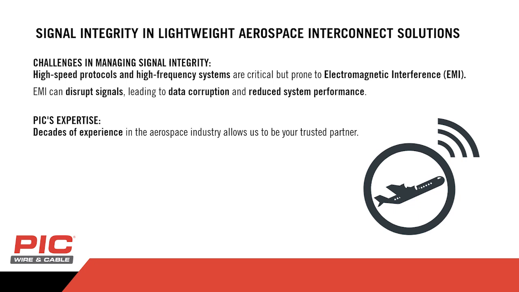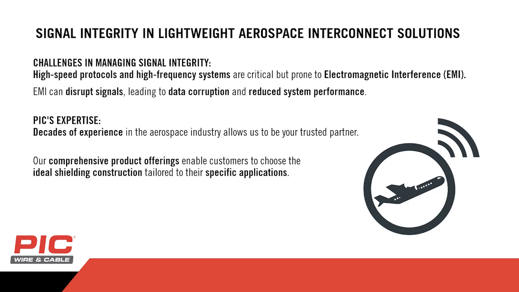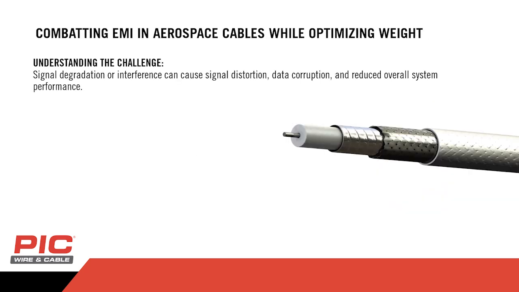Our product offerings have empowered our customers to select the ideal shielding construction for their specific applications. Signal degradation or interference happens when electromagnetic fields from one signal disrupt neighboring signals. This will lead to signal distortion, data corruption, and reduced overall system performance. EMI can also arrive from sources such as radio frequency emissions, electronic devices, power lines, and lightning. This can interfere with communication, navigation, and sensor systems, jeopardizing the safety and effectiveness of the equipment.